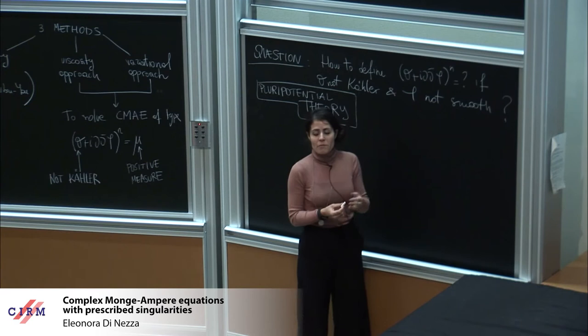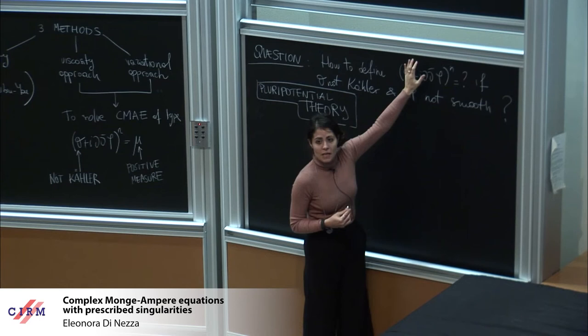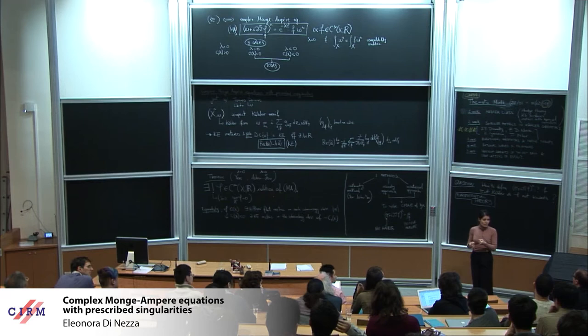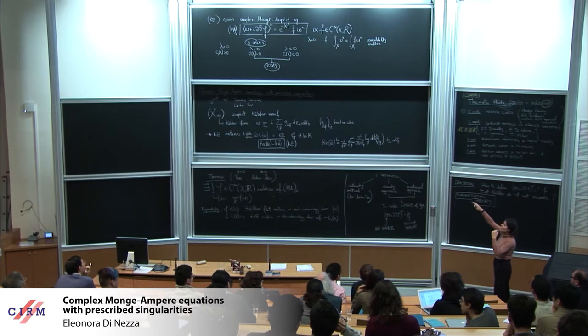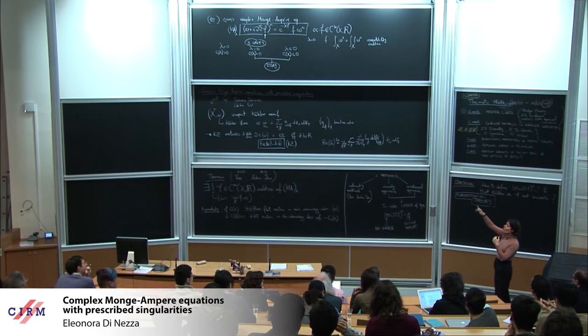So first of all, I need to define what I want to put inside. In my case there, I was looking for omega plus i partial bar-partial of phi such that it was a Kähler form. So it has some positivity. It was a positive differential form. The Kähler condition means that omega is closed. When I look at the Monge-Ampère equation of lambda, for a solution phi, the Kähler-Einstein omega tilde that is going to solve the Ricci equation is going to be omega plus i partial bar-partial of phi.